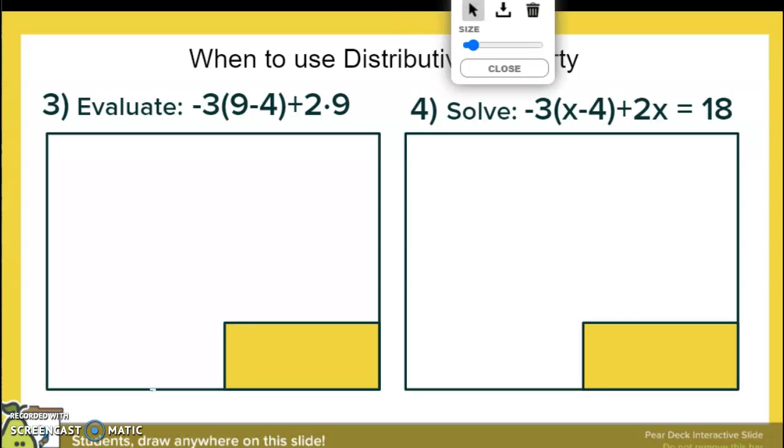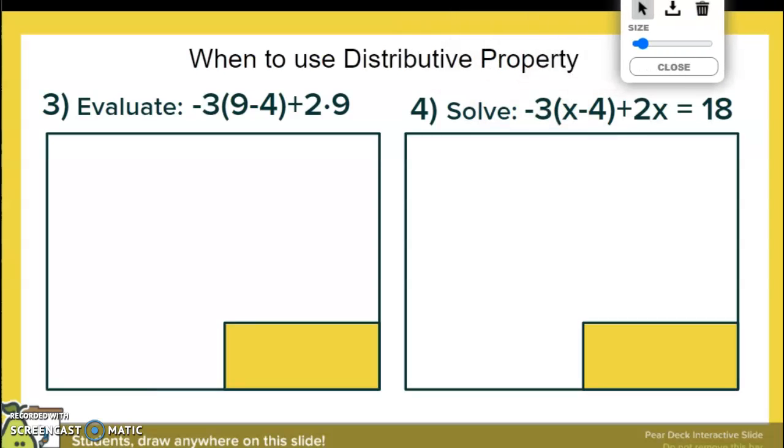We have two different problems. One you're going to use distributive property and one you're not going to. So please pause the video and see if you can figure it out. Okay, on the left-hand side, remember when you have parentheses, you always try to evaluate inside the parentheses. In this case, are we able to do that? 9 minus 4, can we subtract 4 from 9? Yes, that just becomes 5.